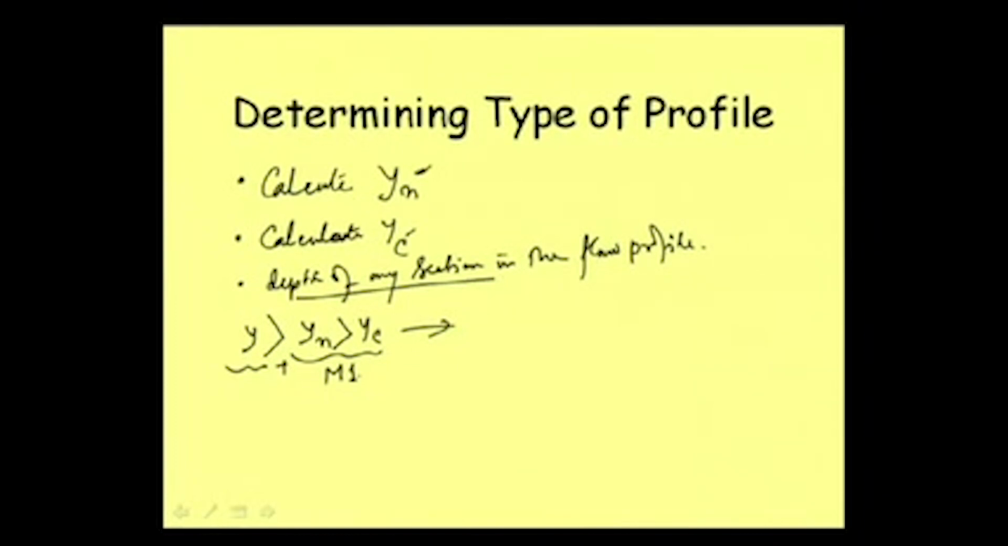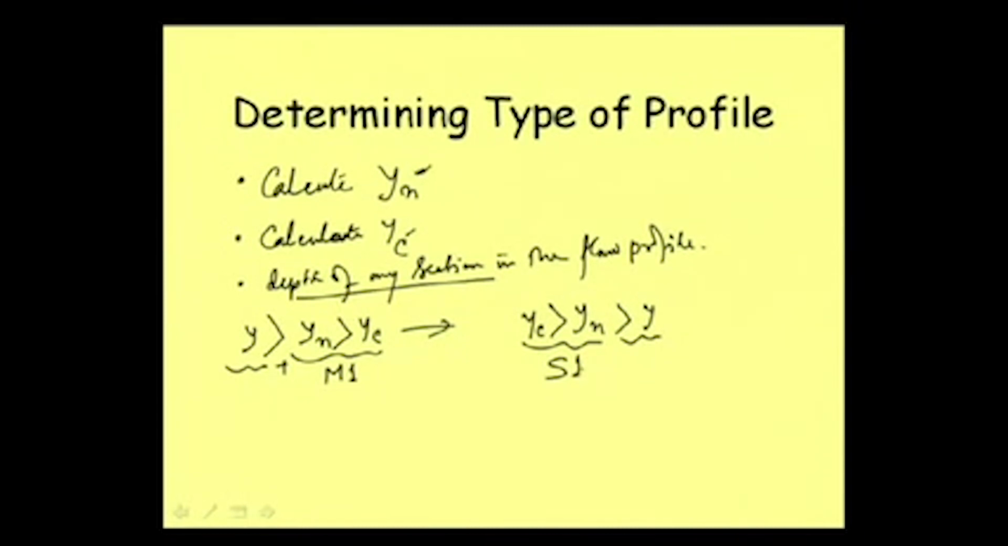Well, so first, to know the type of profile, we need to know what type of bed it is, comparing this Yn and Yc. If Yc is greater than Yn, then this will say that it is a steep slope. And suppose we are getting a depth y which is greater than this one, which is greater than this one, then if we just add this part, this will become S1.